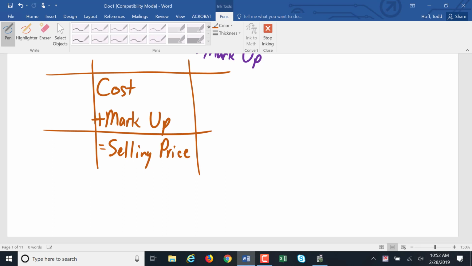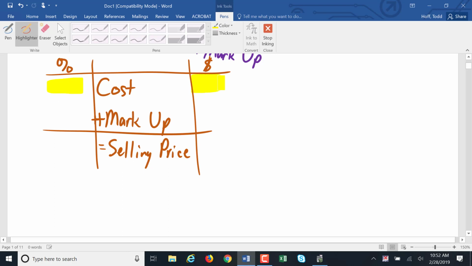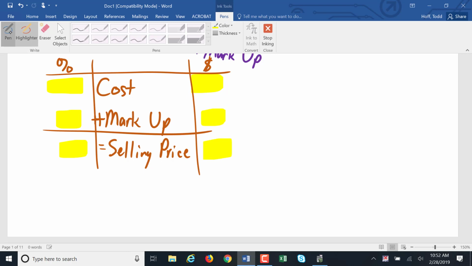So each of these numbers, when we're dealing with problems like this, these markups are based on percents, is going to be described by two different numbers. One is a percent, and the other side, since we're dealing with money, is going to be dollars. So in every problem we look at, the cost is going to be described by both a percent and a dollar amount. Markup is going to be described by a percent and a dollar amount, and the same for selling price, a percent and a dollar amount.